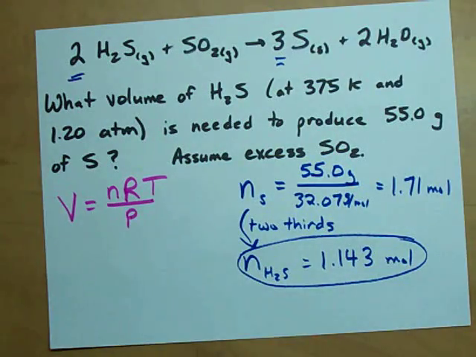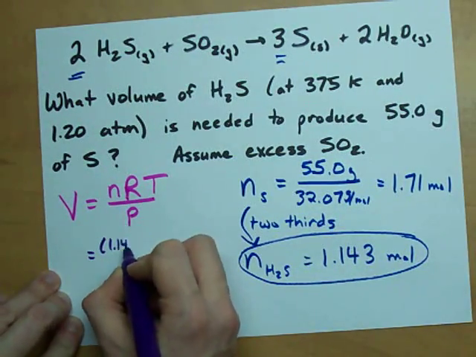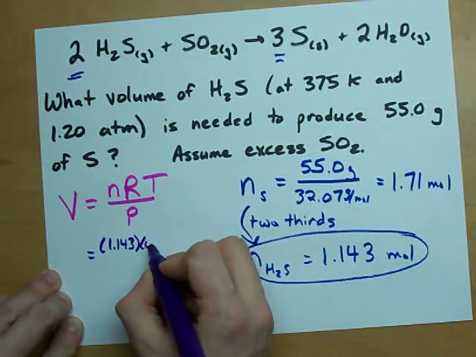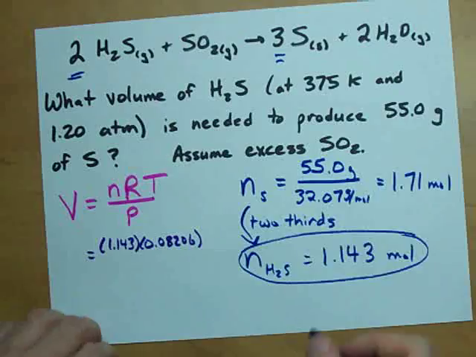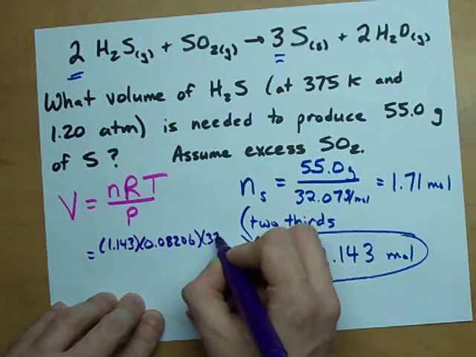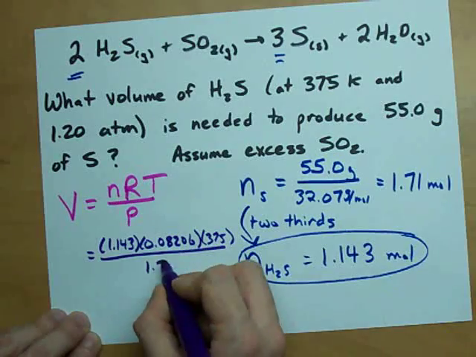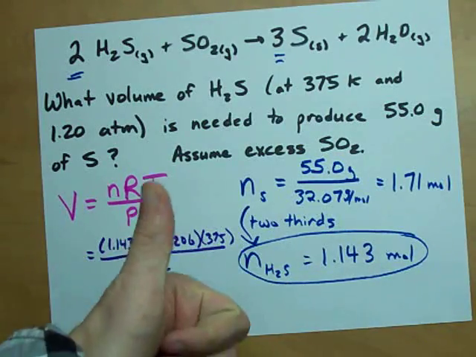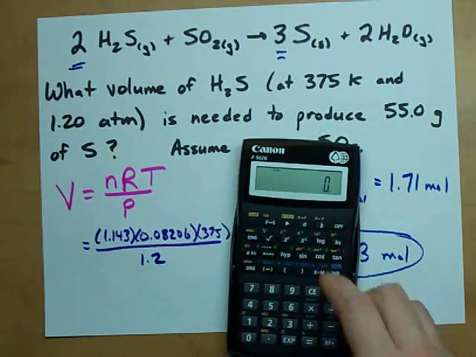I can just plug it all into this formula. I wonder if I have enough room. Probably not. 1.143 moles, 0.08206 for R, 375 Kelvin, divided by the pressure, 1.28 atmospheres. All the units were exactly what we needed them to be. And the answer should be easy as pie.